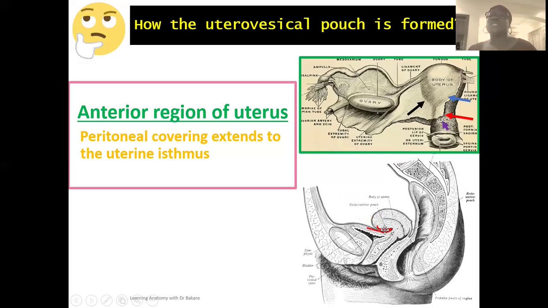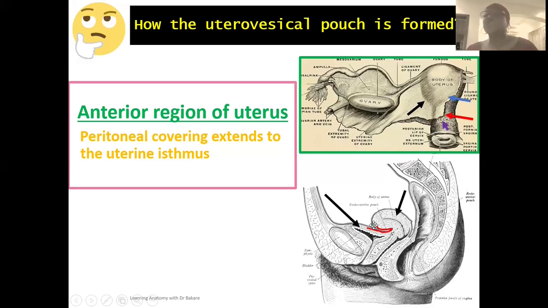We say that this pouch is located between the uterus posteriorly and the urinary bladder anteriorly. This is where we have the uterus here heralded in black, and this is where we have the urinary bladder here also heralded in black. So this pouch is sandwiched between the uterus behind and the urinary bladder in the anterior region.